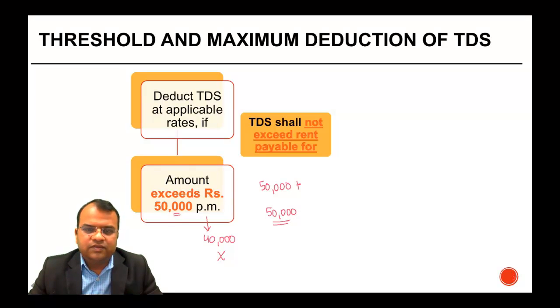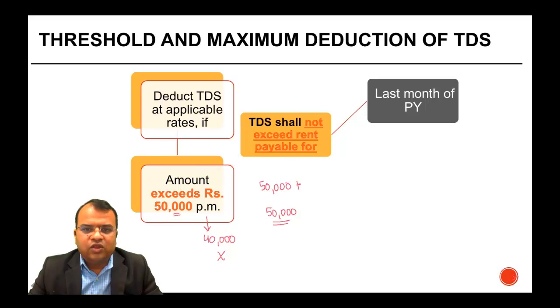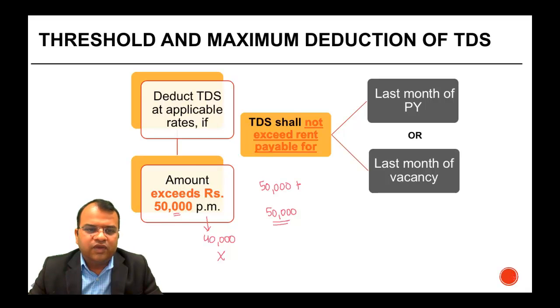However, the amount of TDS by application of provision of this section shall not exceed the rent which is payable for the last month of the previous year or the last month of vacancy. What this means is, suppose you are paying someone rent of 20 lakh per annum. The TDS which is to be deducted is, let's say if the PAN number is available, 5%, which is 1 lakh.